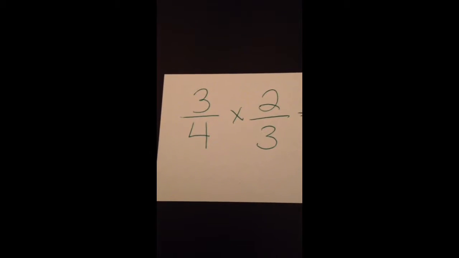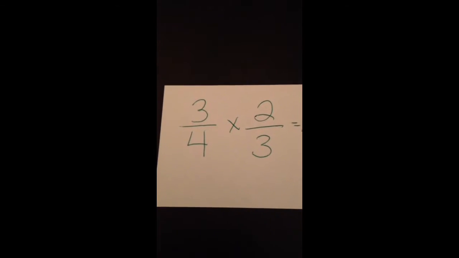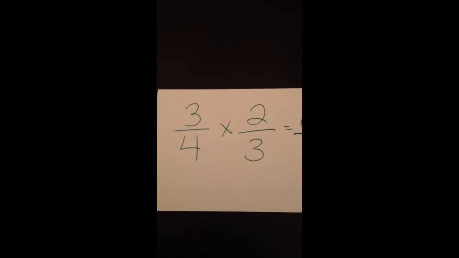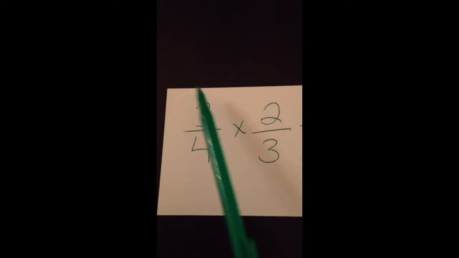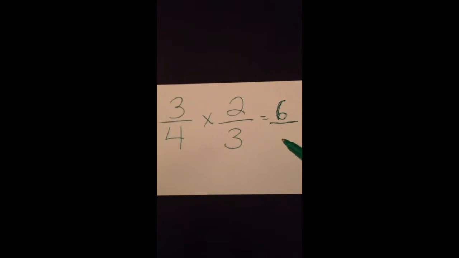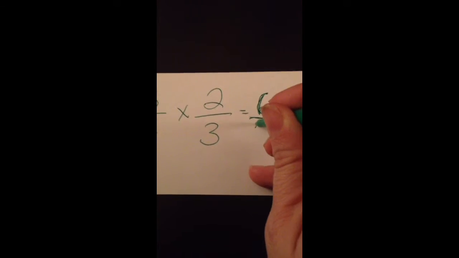And there's actually two ways we can do this. We can go ahead and just multiply and then simplify at the end, or we can simplify before we multiply the numbers. So the first method is just to go ahead and multiply going across. So we have 3 times 2, which is 6, and then 4 times 3, which is 12.